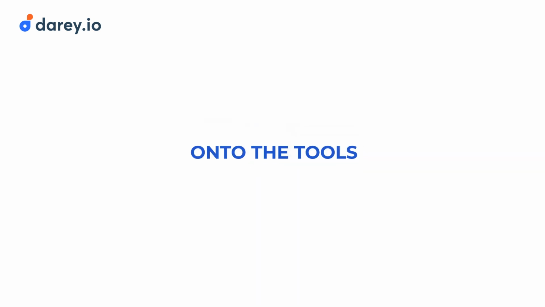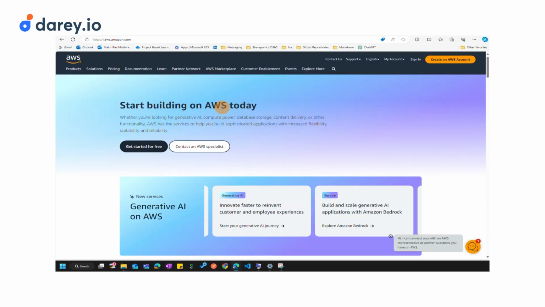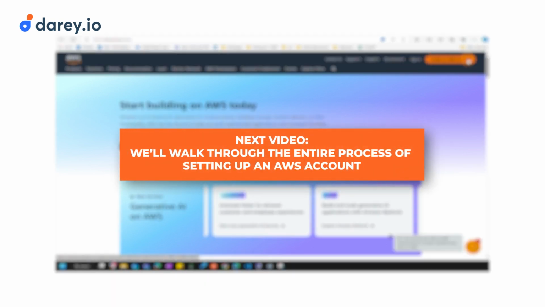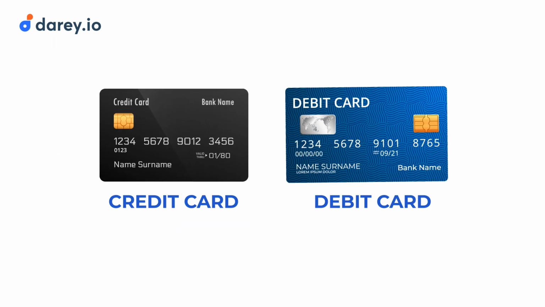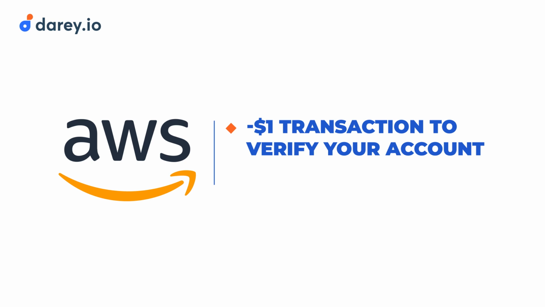Now, onto the tools. The first on the list is an AWS account. In our next video, I'll be walking you through the entire process of setting up an AWS account. It's important to have a credit or debit card that can be charged in USD for account verification. Amazon will make a $1 transaction to verify your account, which will be refunded.